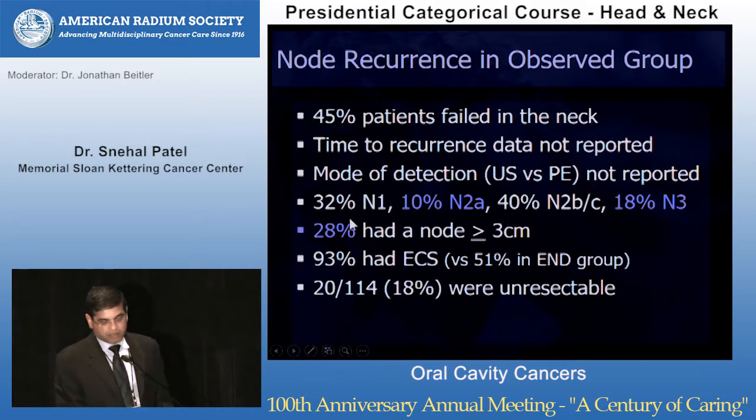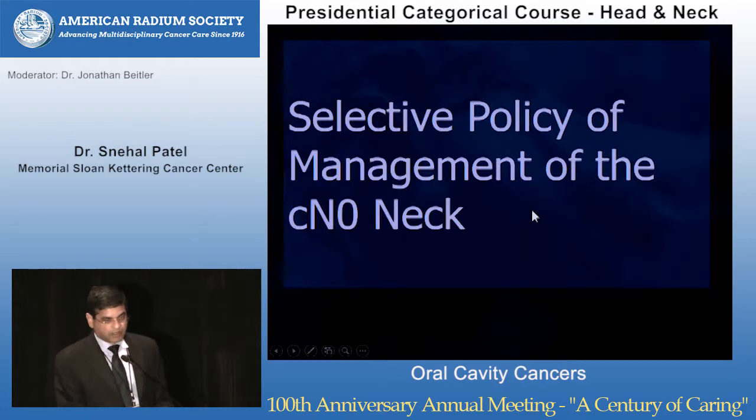Also, about 30% had a node that was larger than 3 cm. That's an easily palpable node in the neck. Most of these patients had extranodal spread at diagnosis of recurrence. And about 20% were in fact unresectable. And that's a huge problem with surveillance. So that's something that you don't want to see if you decide to observe a patient's neck. This is a recipe for disaster. That patient is unsalvageable if you put him down the path of observation without thinking.